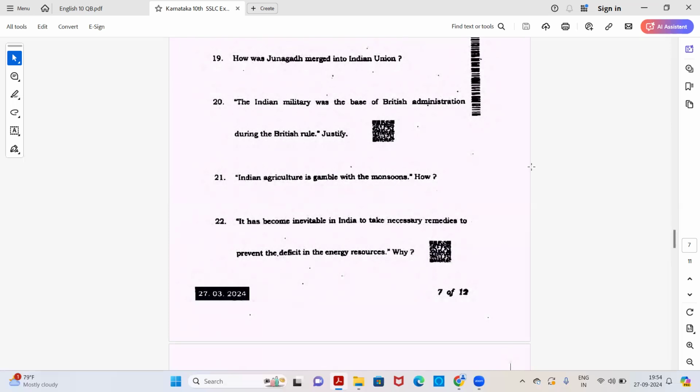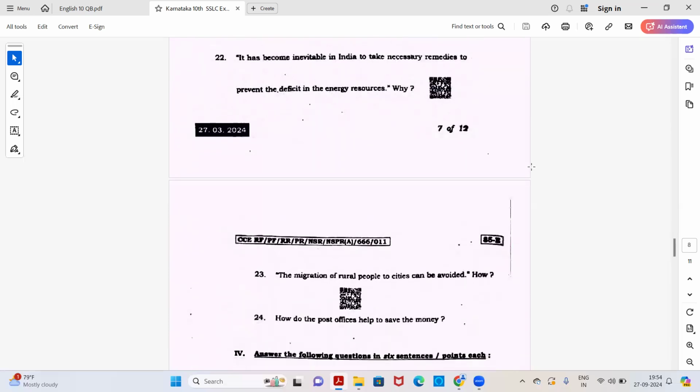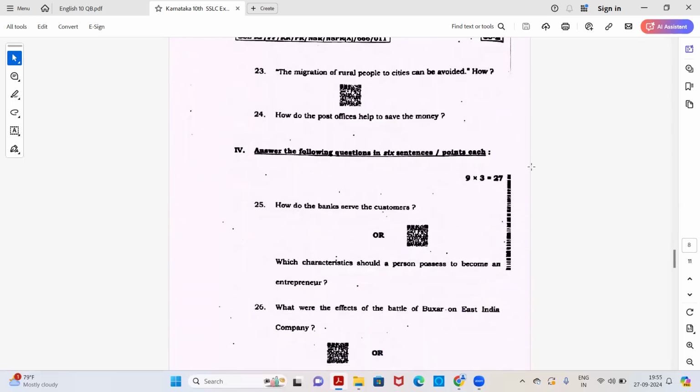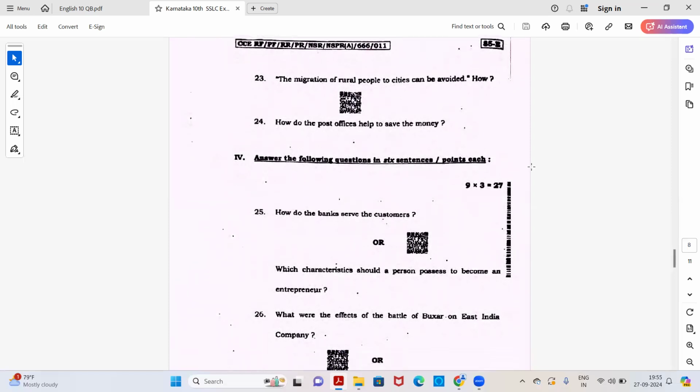How? Next question. It has become inevitable in India to take necessary remedies to prevent the deficit in the energy resources. Why? Next. The migration of rural people to cities can be avoided. How? How do the post offices help to save the money? Okay, so here we end with the 2-mark questions.